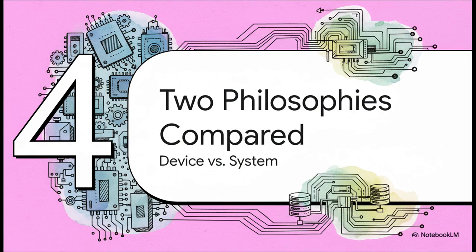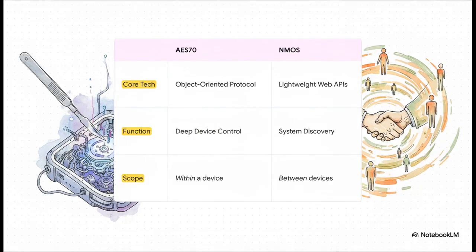So let's put these two side by side, because we're not just comparing a list of features here. We're really comparing two fundamentally different ways of thinking about how to solve this problem. This table really breaks it down. AES70 uses that formal, heavy-duty protocol to get deep control inside a device. NMOS, on the other hand, uses lightweight web APIs to manage discovery and connection between devices.